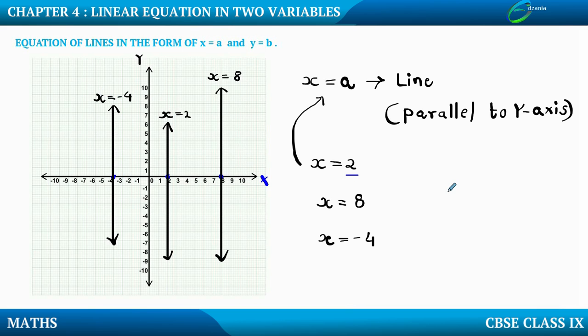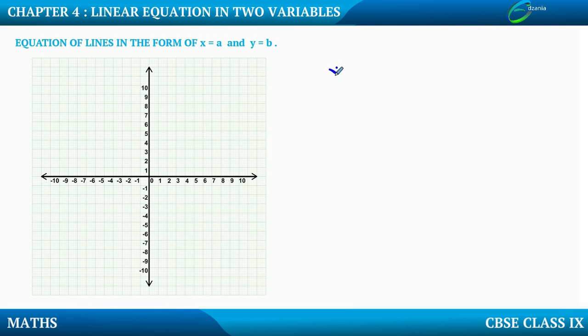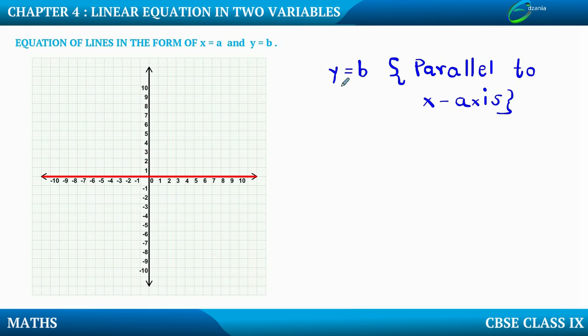So in this way, all the lines which are of the form x is equal to a are nothing but lines parallel to y-axis. Now in the similar manner, we will see how to draw the graphs of lines parallel to x-axis which are of the form y is equal to b. For that, if we are having y is equal to b, then such lines are parallel to x-axis. Now let us see an example. Suppose I have y is equal to, say, 4.